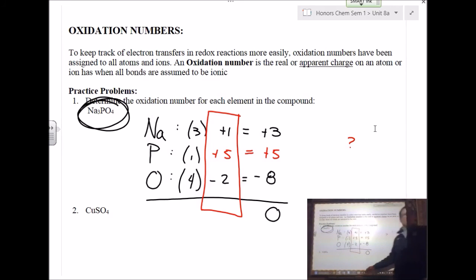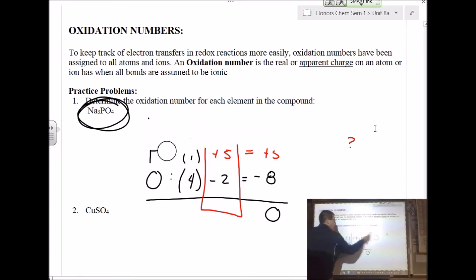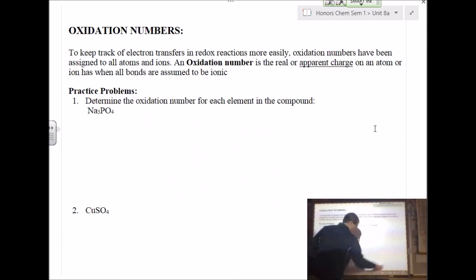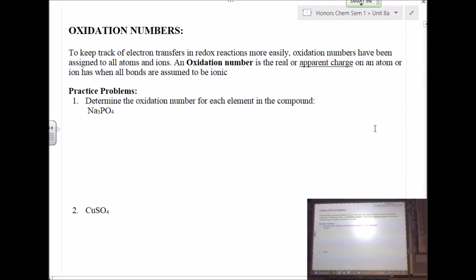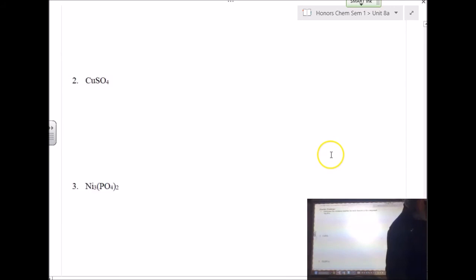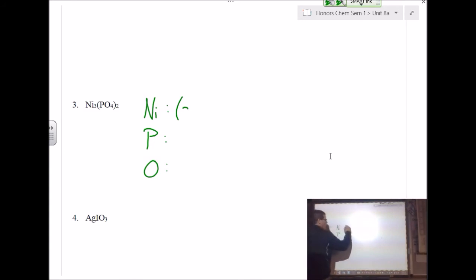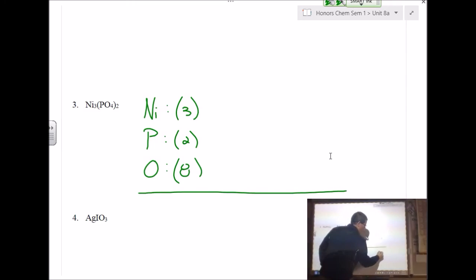Okay. Let's do another. All right, let's skip the CuSO4. Everybody knows that one. We're going to show you another one. All right, so same thing with the nickel phosphate. Okay, so line them up. So we got the nickel, we got the phosphorus, and we got the oxygen. How many nickel atoms do we have? Very good. 3. How many phosphorus in this case? 2. Very good. How many oxygen? 8. And all of these will add up to 0 because algebraic sum equals 0.